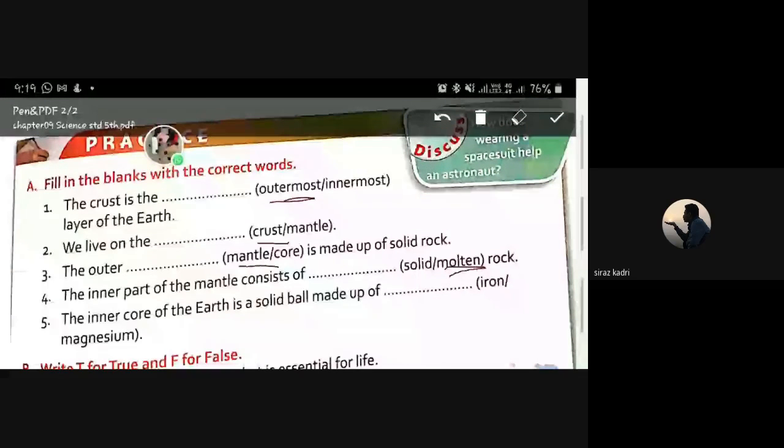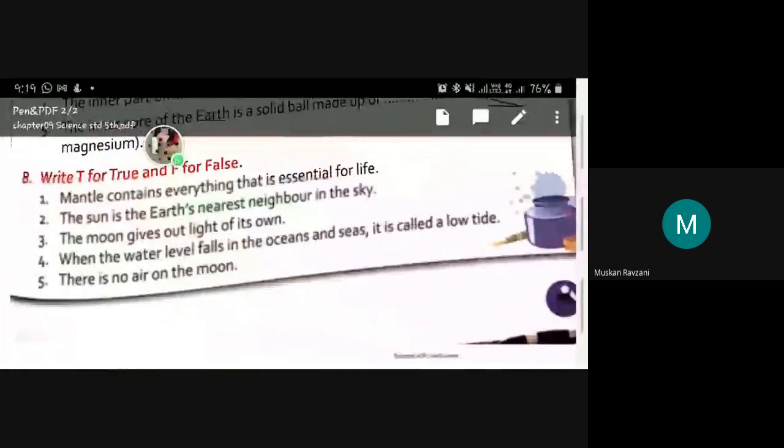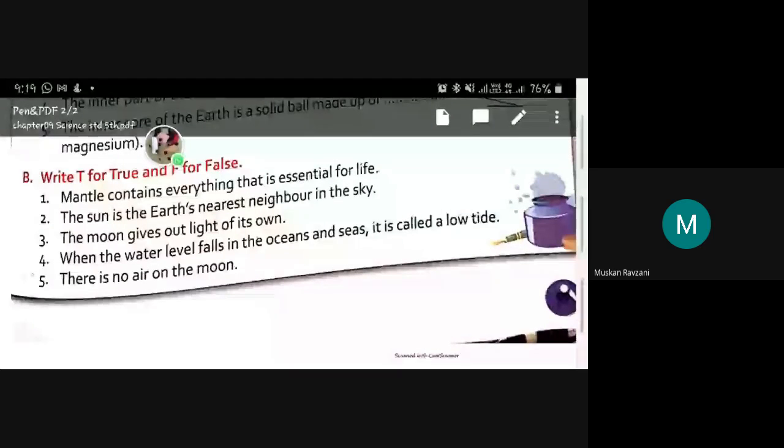Yes, give me your answer. Yes, ma'am, iron. Yes, it's iron. You can say iron or you can say iron. Okay, ma'am. Okay, now true or false. Number B, right, T for true and F for false.